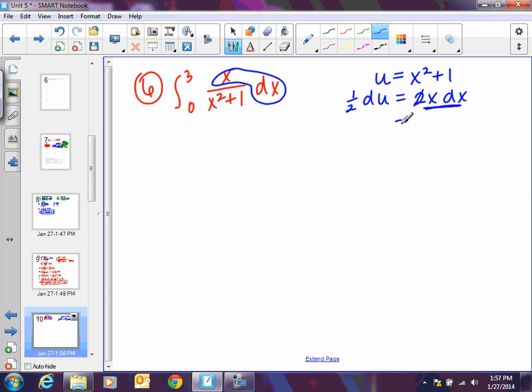So let's go ahead and change our numbers at the same time, 3 and 0. Remember, these numbers right now are x's, because they're in the original problem. So I have to square them and add 1. What is the 3 going to become? 10, and the 0 becomes 1. These are u numbers. So once I go into u, I use these numbers, and I never go back to x.